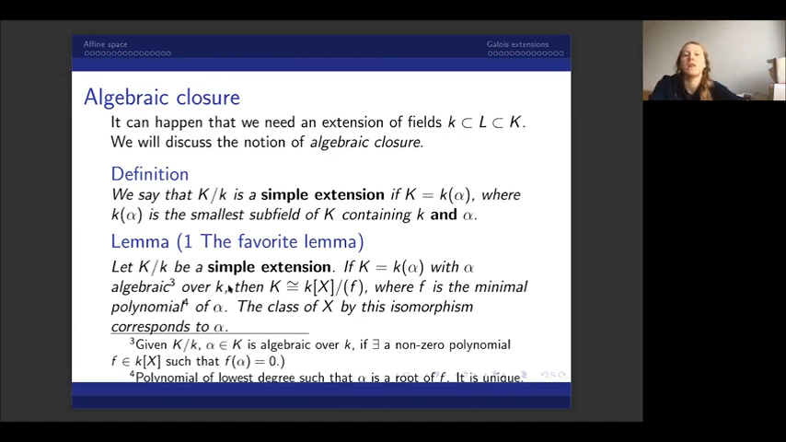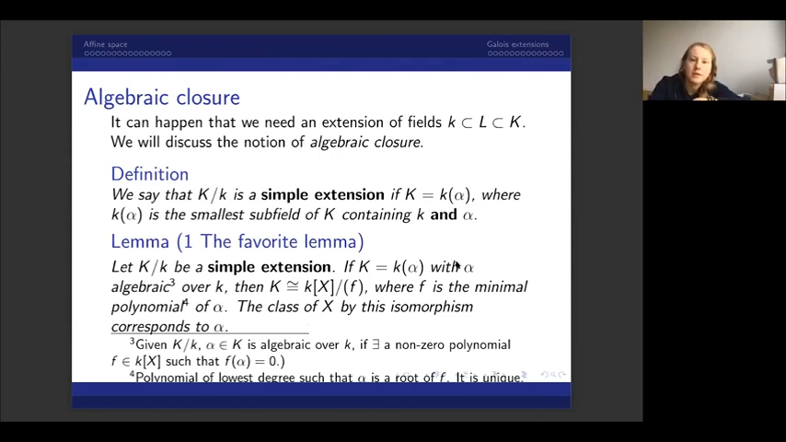If capital K is a simple extension, so equal to k of alpha, with alpha algebraic over k, then it so happens that capital K is isomorphic to this quotient of the polynomial ring with coefficients in small k, modulo the ideal given by f, where f is the minimal polynomial of alpha. The class of x by this isomorphism corresponds to alpha. Now this is not easy and we need to think.